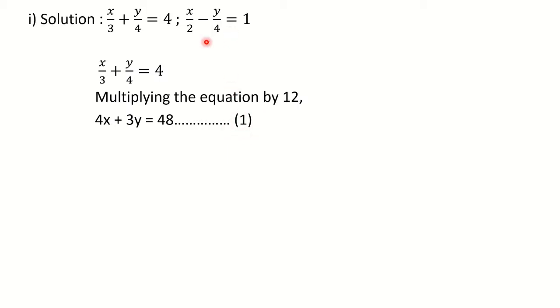Now let us go towards the second equation. That is x upon 2 minus y upon 4 is equal to 1. Here also I want to eliminate this 2 and 4 from the denominator, so I will find the LCM. The LCM of 2 and 4 is 4 only. How to find the LCM? Always go for the table of the bigger number. 4 ones are 4. Is it there in the table of 2? Yes. So the LCM here is 4.